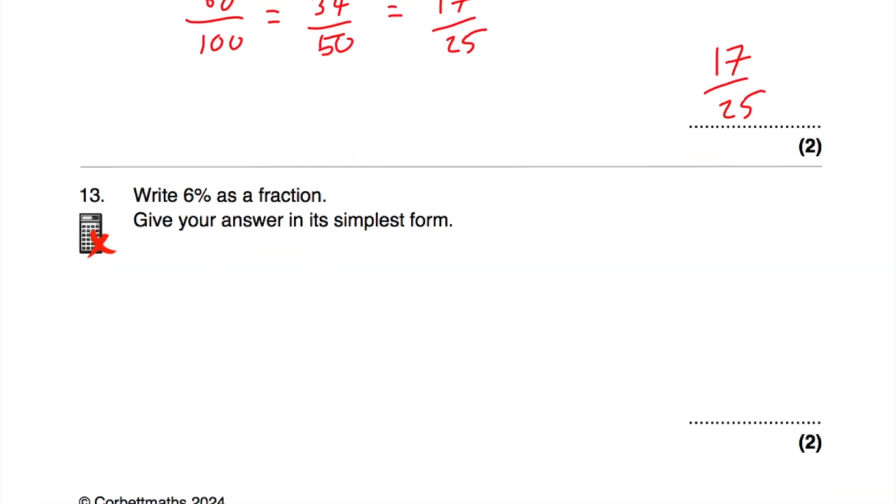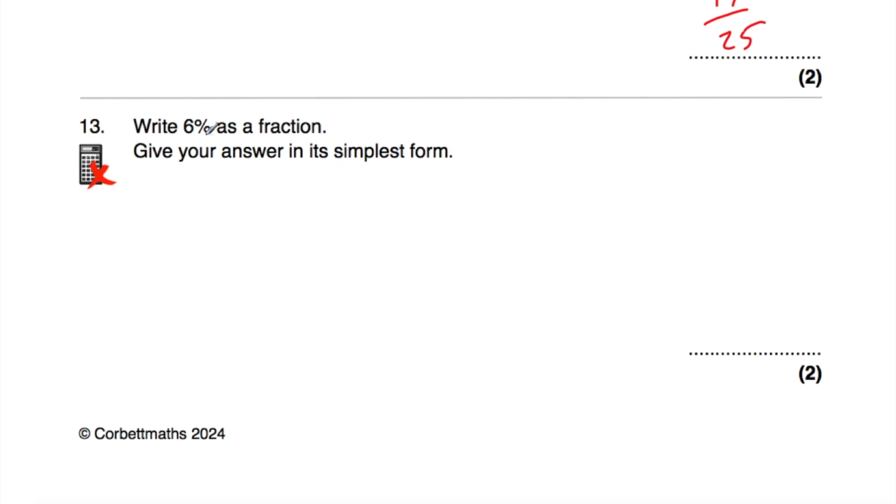Okay, next question, question number 13. Question number 13 says to write 6% as a fraction and to give our answer in its simplest form. So 6%, that's 6 out of 100. We can divide both of these by 2, that'll be 3/50. And then that's it, 3/50. So the answer is 3/50.